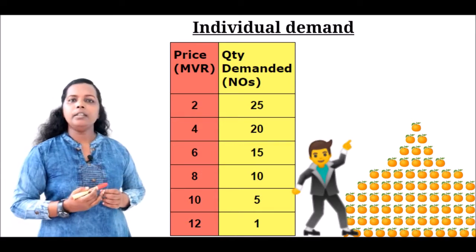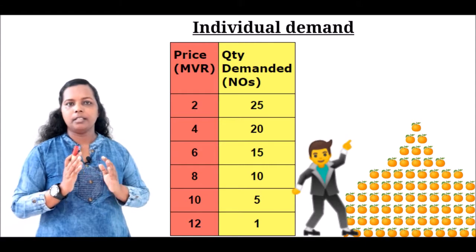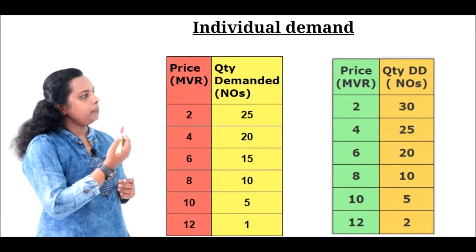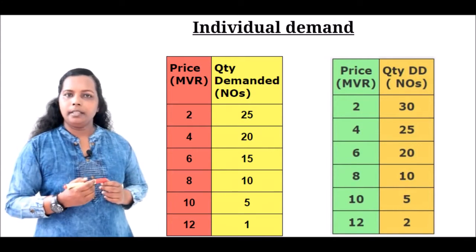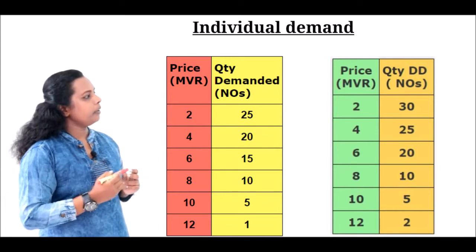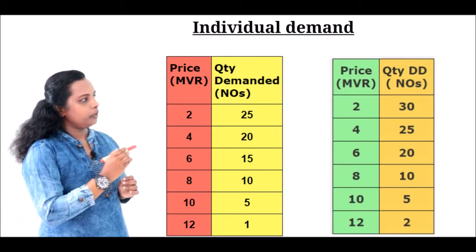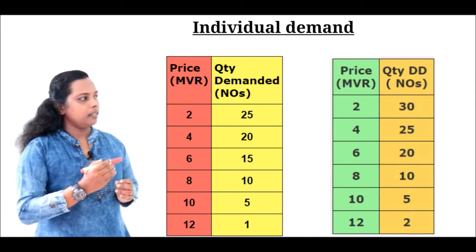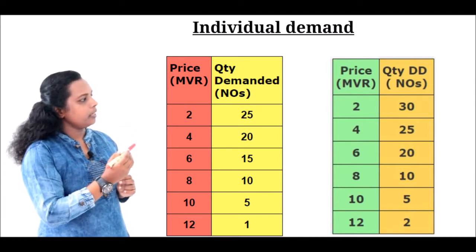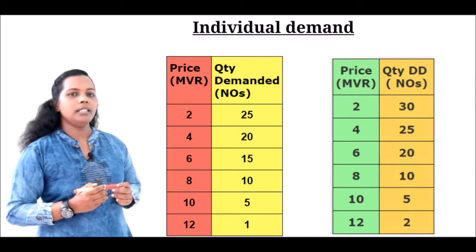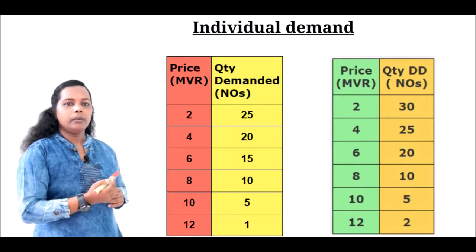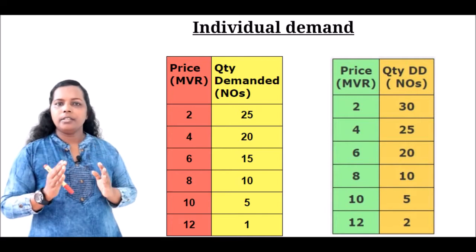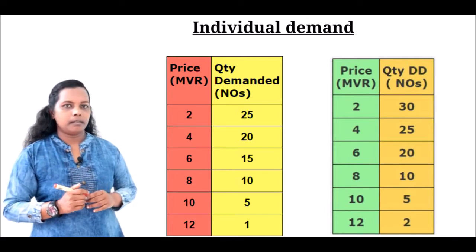This is the individual demand schedule of Mr. Jack. Here is another demand schedule. This is the demand schedule by Mr. Peter. Here, when the price of an orange is 2, Mr. Peter buys 30 units of oranges. At the same time, when the price increases, he decreases the quantity demanded. So, these are the two separate individual demand schedules of two individuals.